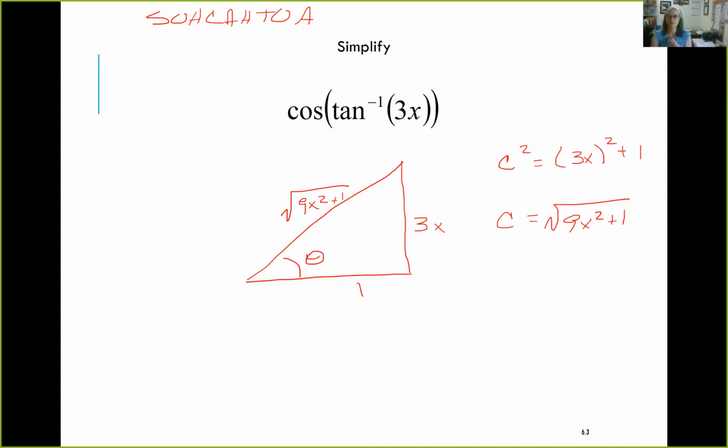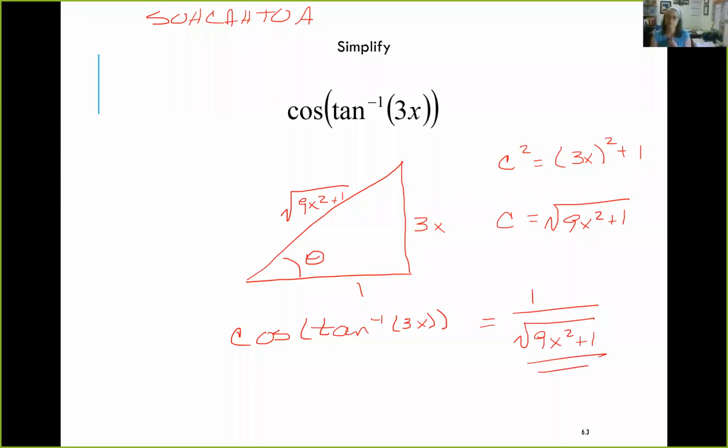So the cosine of that angle is the adjacent over the hypotenuse. So that's going to be 1 over square root 9x squared plus 1. Okay?